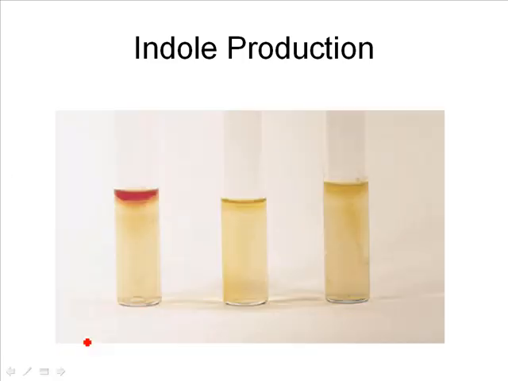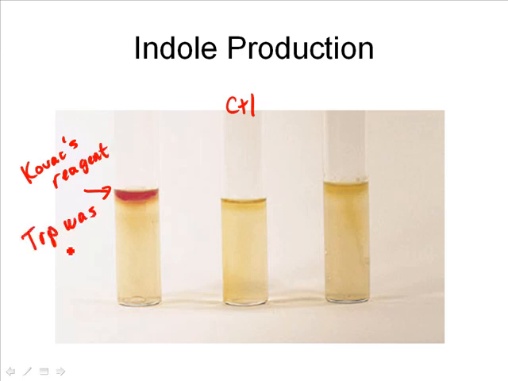Let's look at the results. Here's a control tube. We can see here in the tube on the left a nice red ring after the addition of the Kovacs reagent is an indication that tryptophan was consumed. We can see here in the tube on the right that after the addition of Kovacs reagent, we see no color change. Therefore, the lack of color change is an indication that no tryptophan was consumed.